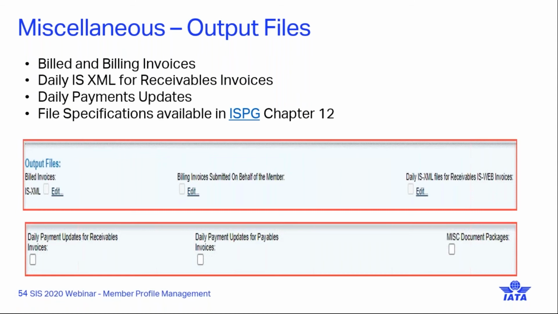You also have the opportunity to have your daily IXMLs for your receivables, and you can have them in an XML file of all the invoices that have been issued via IS Web manually. So all those invoices that you have entered in SIS manually can be received in an XML file if you choose this option. Now, you have also the opportunity to have daily payment updates for your receivable invoices and daily payment updates for your payable invoices.